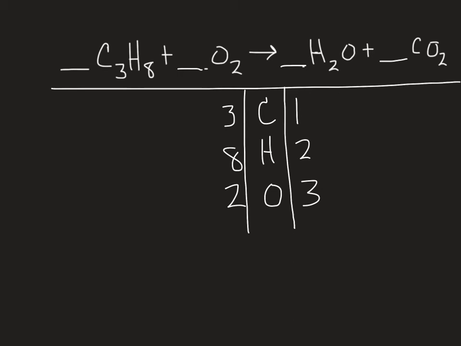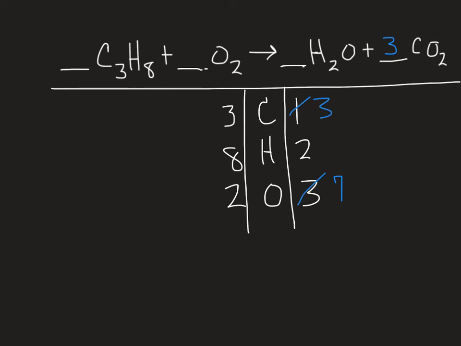To balance the carbons, I'm going to change the number of molecules of carbon dioxide to 3, because 3 times 1 gives me 3. Again, that changes my oxygens. Stop the video, pause it, and count your oxygens. You should see that you end up with 7 oxygens.